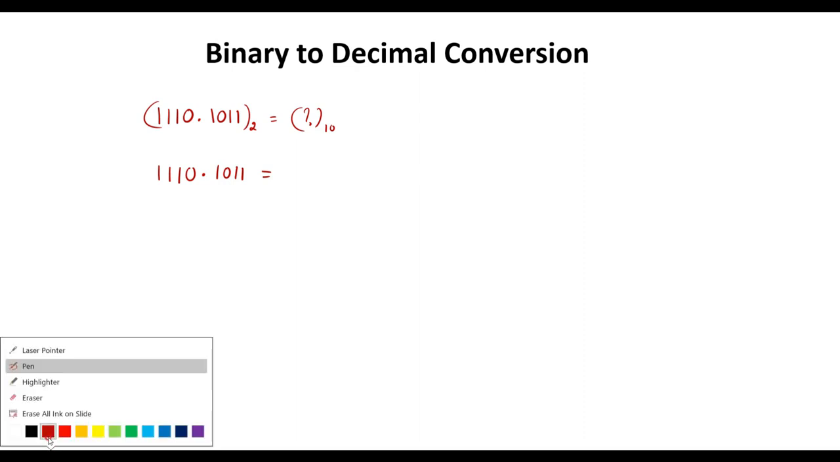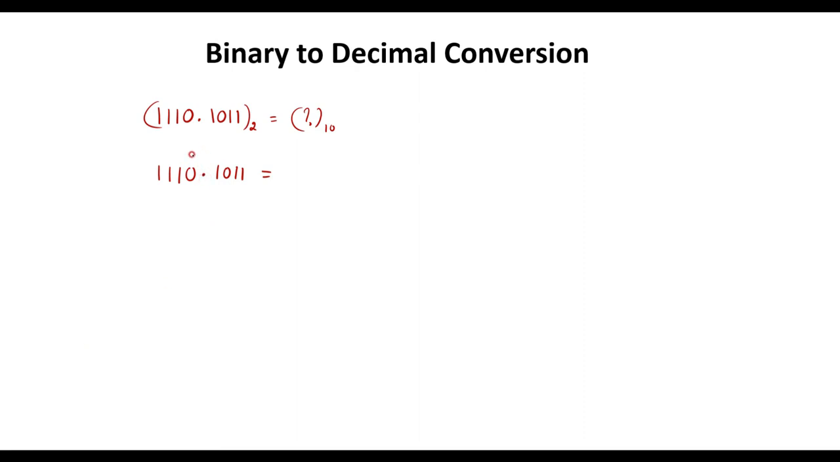Let me consider the last example. Say 1110.1011. Let me convert this into decimal. So the given number is 1110.1011. Here we have a decimal point. The position values are 0, 1, 2, 3, and here it is -1, -2, -3, and -4. So I can start from here.